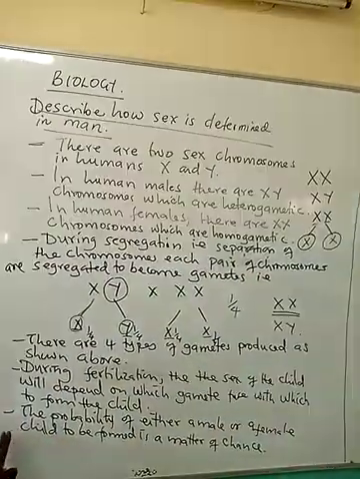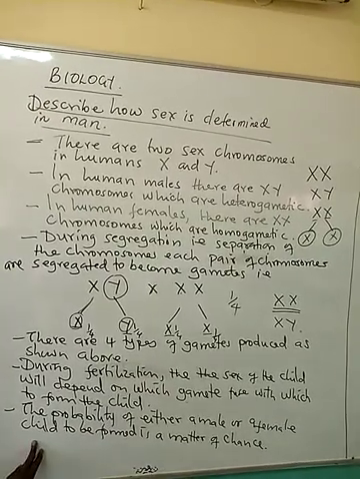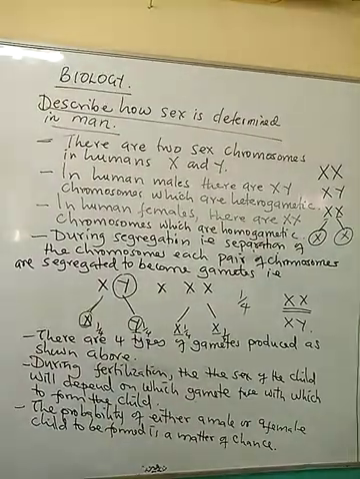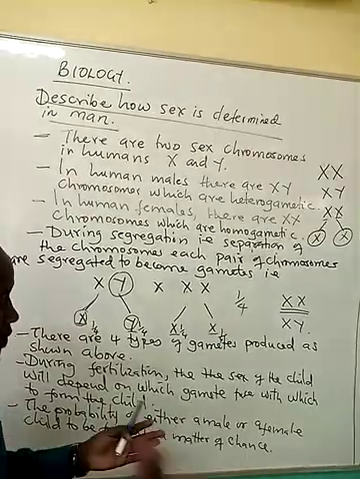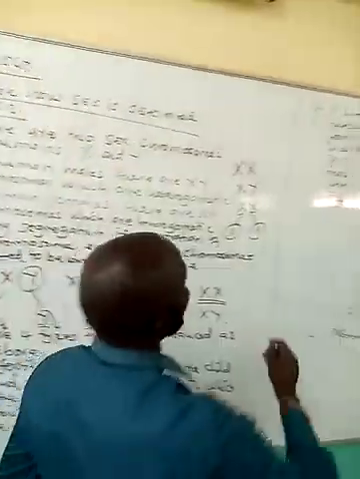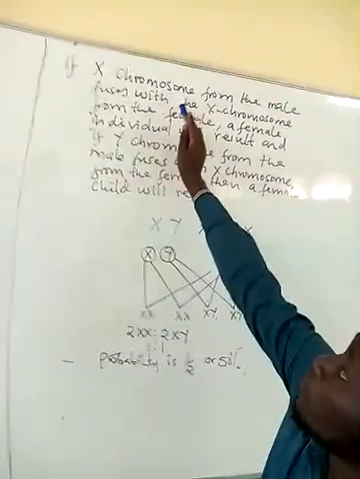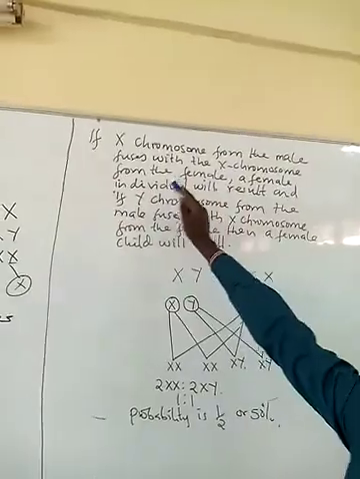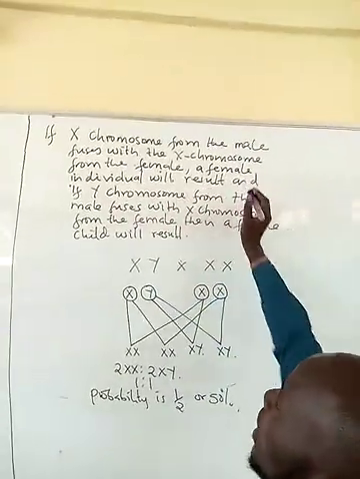So we are saying that the probability of either a male or a female child being formed is a matter of chance. So why do we say it is a matter of chance? There is a probability that either a male or a female child will result. So for example, if the X chromosome from the male fuses with the X chromosome from the female, then a female individual will result.